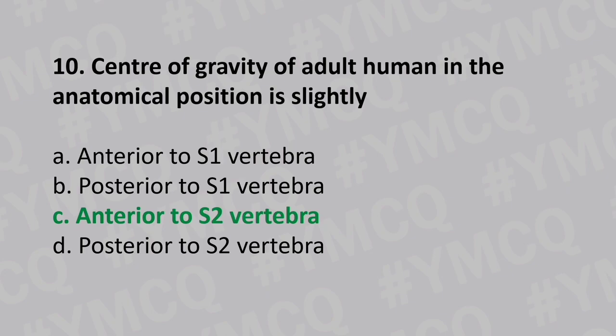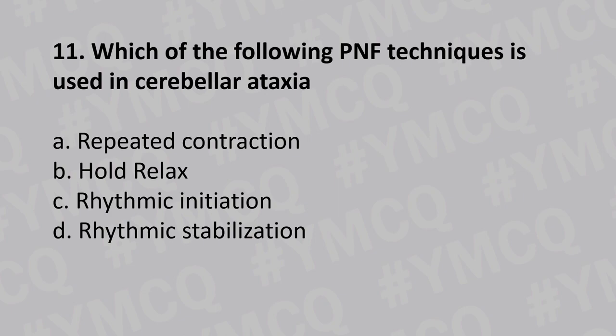Which of the following PNF techniques is used in cerebellar ataxia? Option A, repeated contraction. Option B, hold relax. Option C, rhythmic initiation. Option D, rhythmic stabilization. And the answer is option D, rhythmic stabilization. Moving to our 12th question.